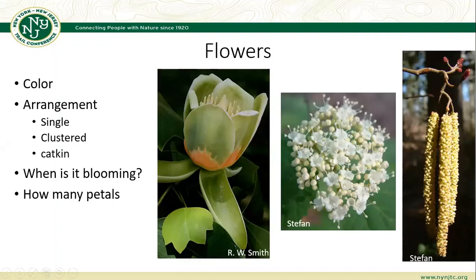So the plant could also be clustered. This is a native viburnum here with a cluster of flowers. That shape right there is also called an umbel. Or you could have catkin flowers, which are these long droopy flowers here. And that helps me remember like a cat tail, catkin, with that long droopy arrangement there. So something that'll also help you identify if there are flowers is noting when it's blooming. Different plants will bloom at different times. So the time of year that it's blooming will really help you. And you could also count how many petals a flower has.